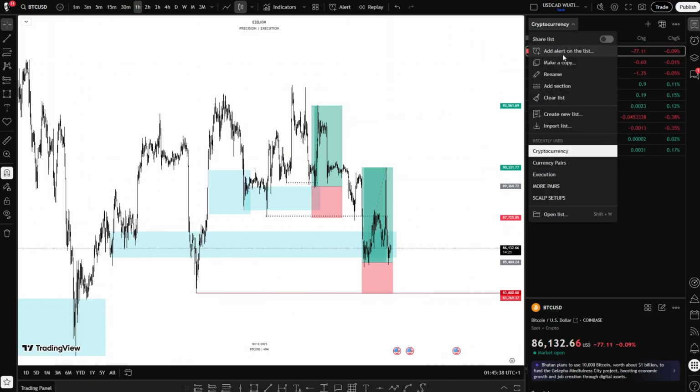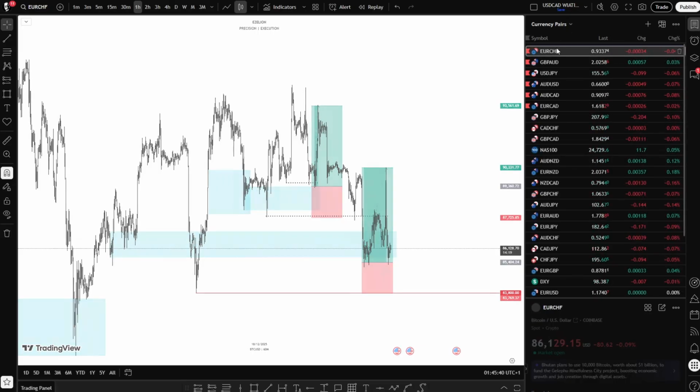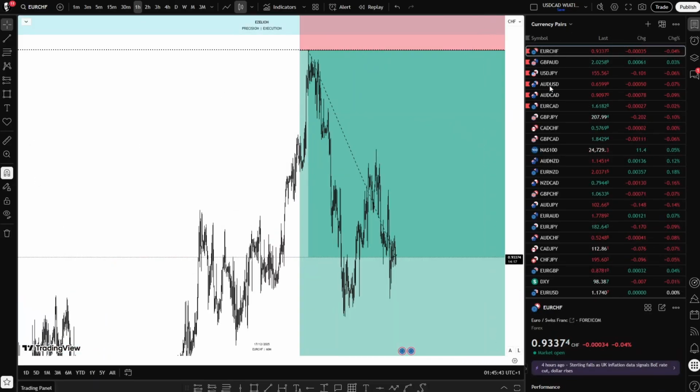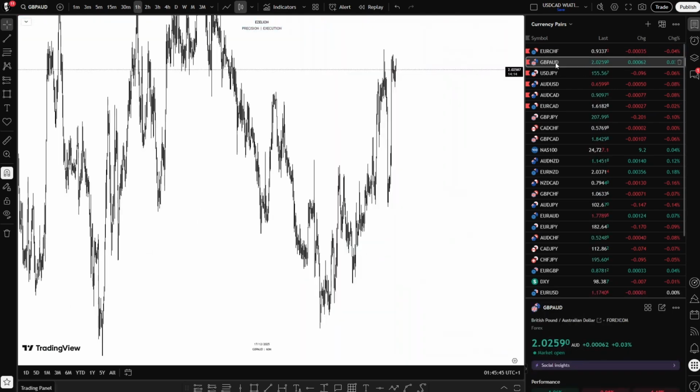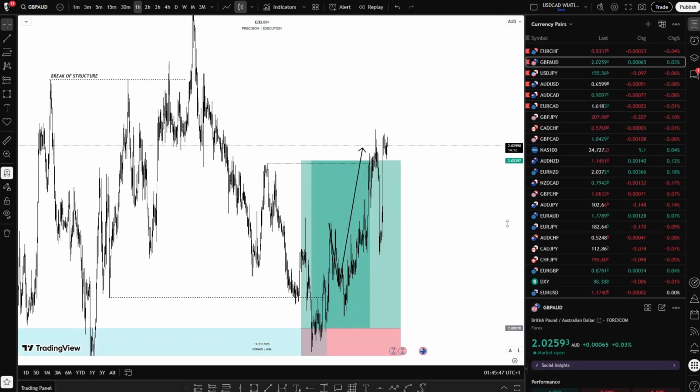And the next setup we are looking to take is, okay, we're already active on this one. I want to stay away from active setups. So this one I've hit TP.